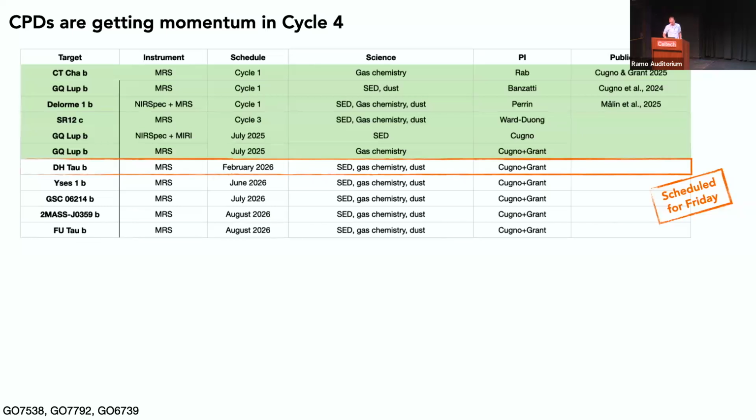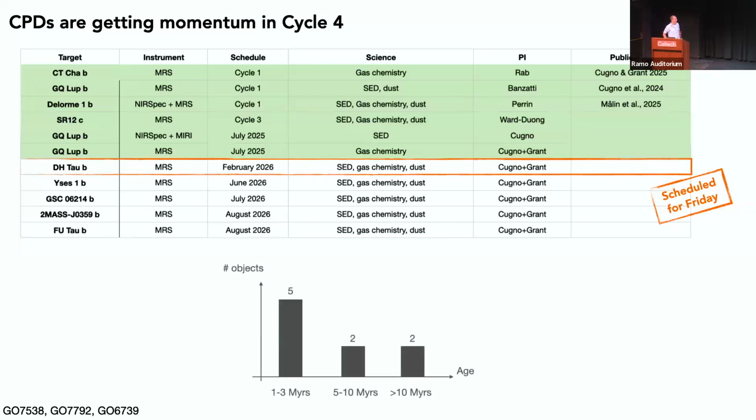But then in the end, we can really try to have a look at this sample as an entire population. And I think it's really an interesting sample because these are 9 targets in total, and 5 of them are really young, 2 of them are intermediate age, and 2 of them are relatively old. And so when we have all of them together, we can really try to build a coherent picture of dust and gas evolution in CPDs and how these 2 elements behave and coexist around these objects.